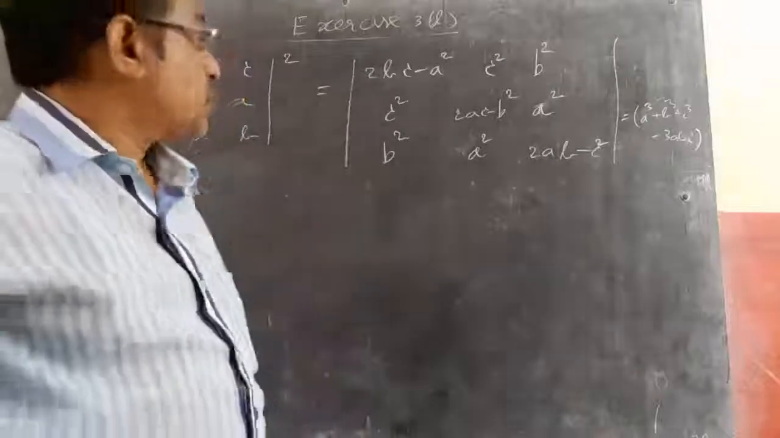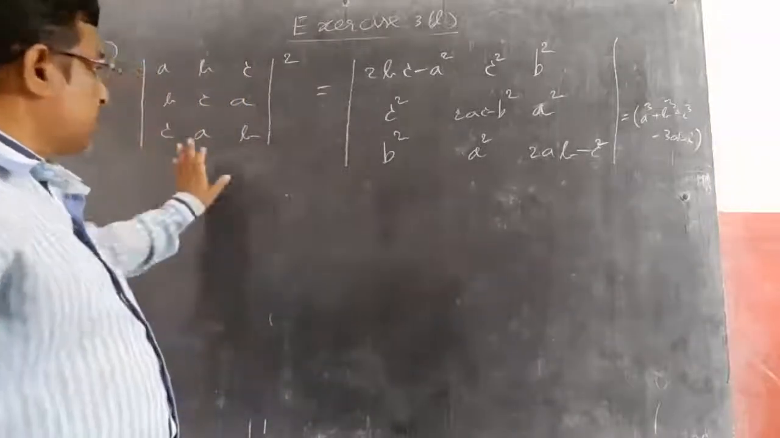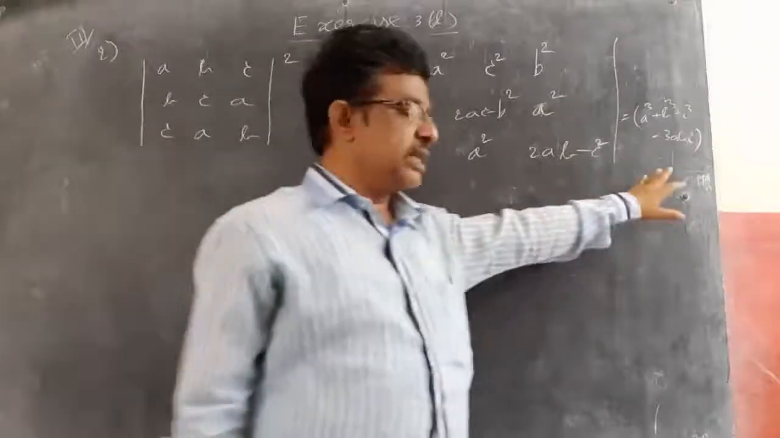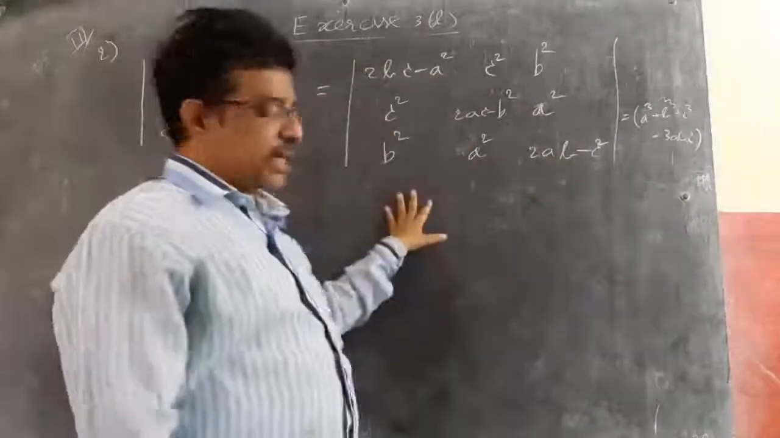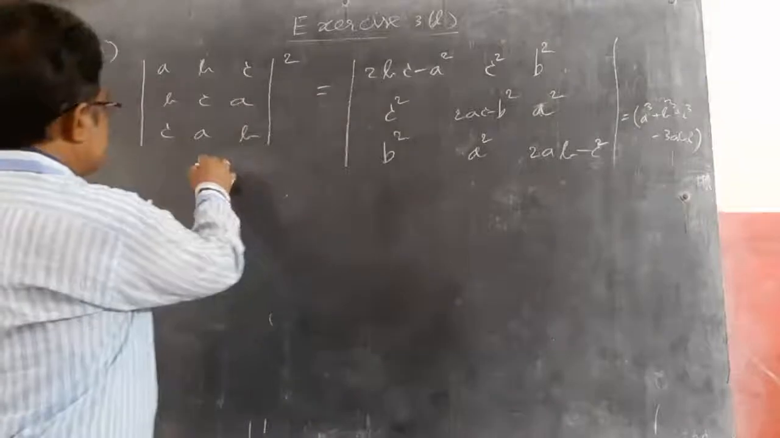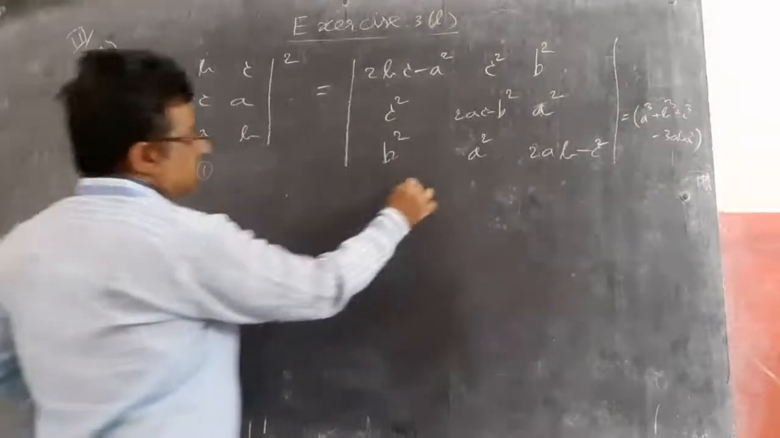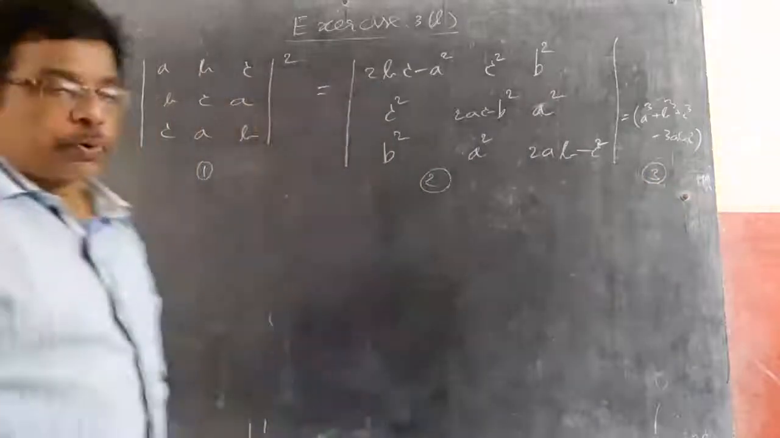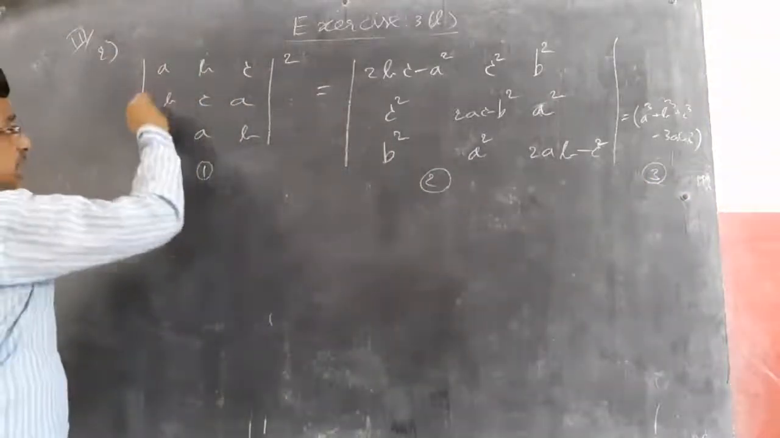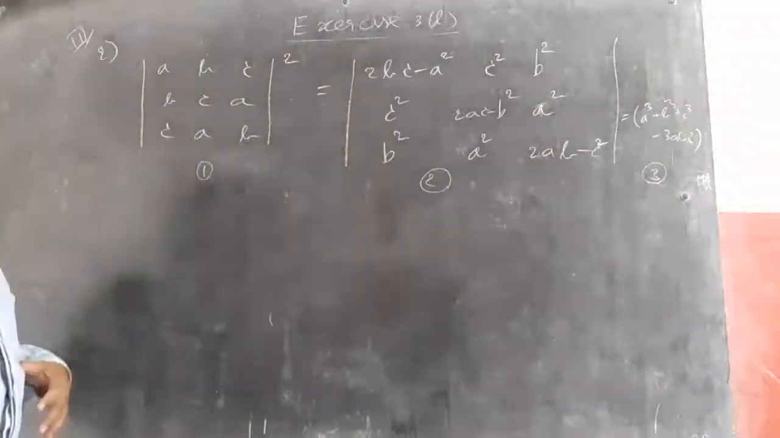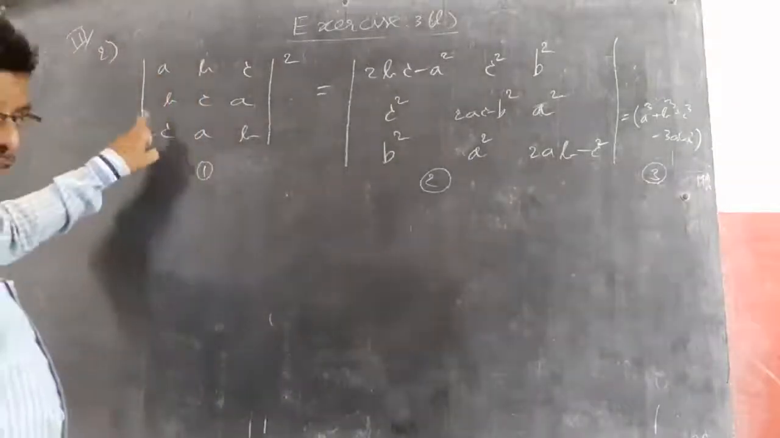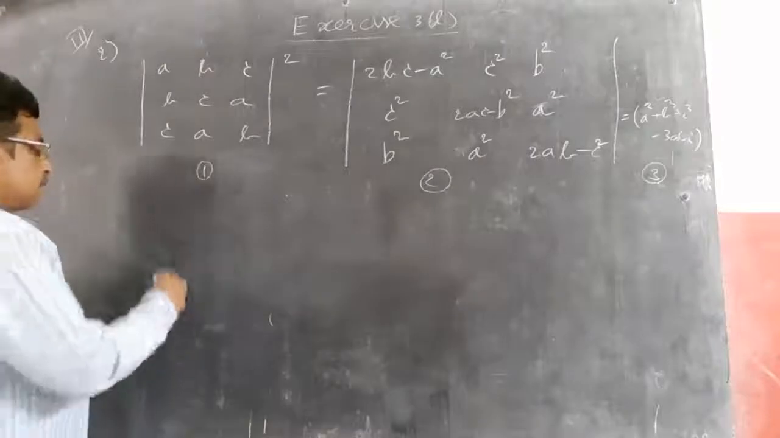Simple sum. First of all, we can prove this equal to this very easily. First equal to last we can prove very easily. Then first equal to second we will prove. If I am taking this as 1, this as 2, this as 3, 1 equal to 3 we can prove very easily because I told you this is always minus half of (a cube plus b cube plus c cube minus 3abc). We already did this in 2 marker. So again we will do it, no problem.